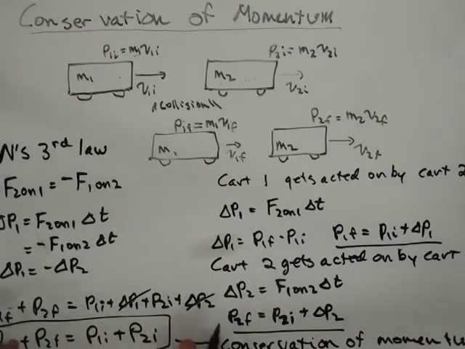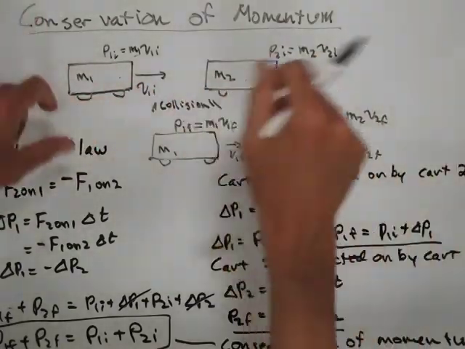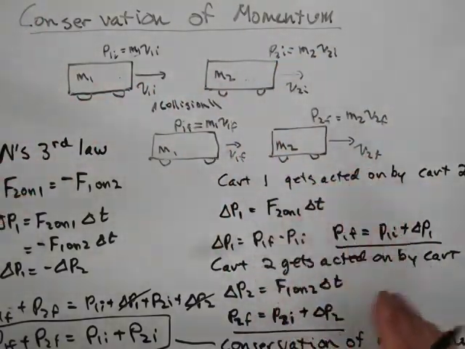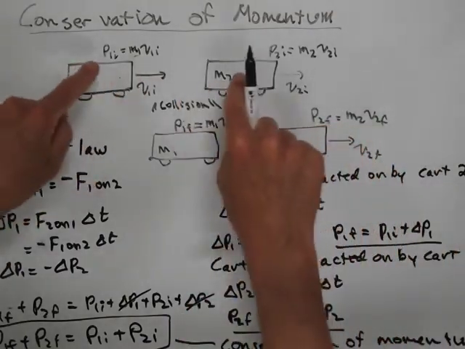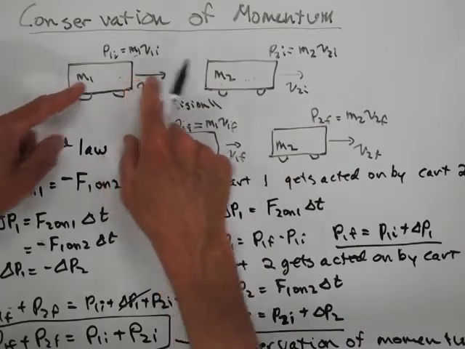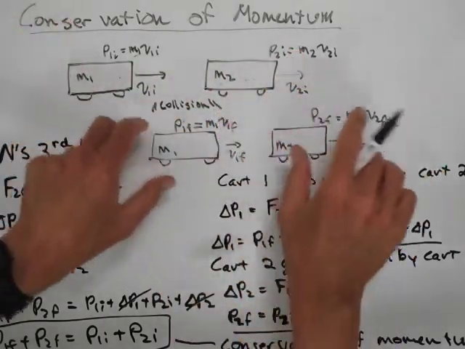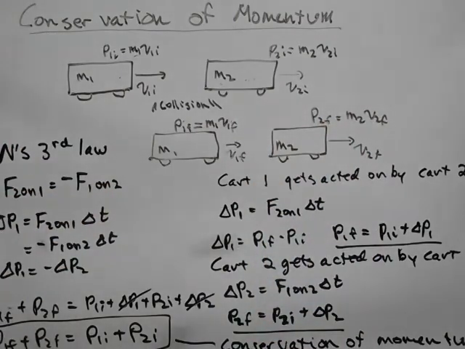Again, the system has to be isolated. These guys can only act on each other. I can't have other forces acting while this is going on. But as long as the forces are between these two guys, it doesn't matter, because however much momentum this guy loses, this guy gains in that process. And so when you add them up at the beginning and at the end, they add up to the same thing, conservation of momentum.